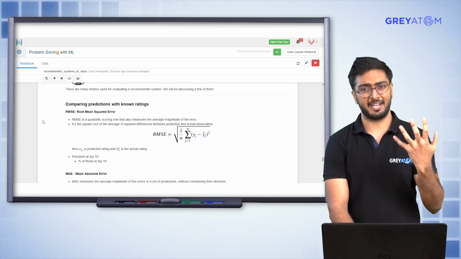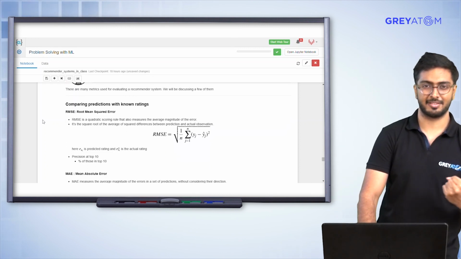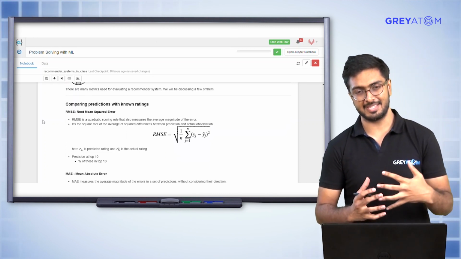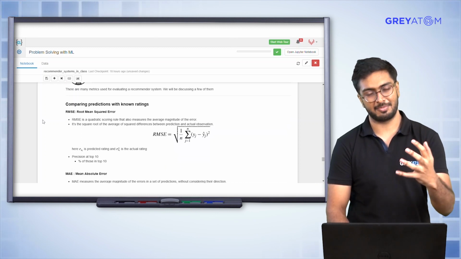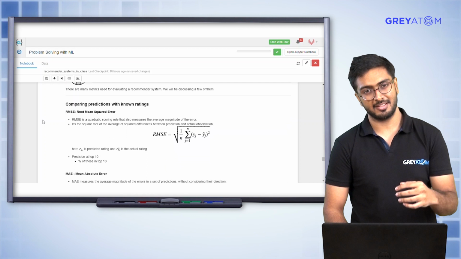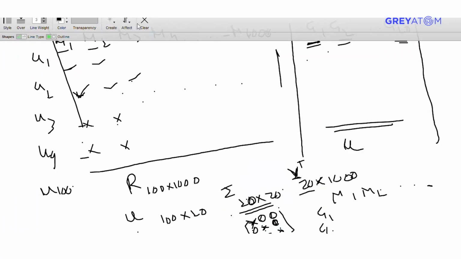Well, because there's a predicted rating and there's an actual rating, the ways to measure them are very simple and easy. The easy method is root mean square error, where you take the prediction and the actual rating. So let's clear this up and understand. You have users u1, u2, u3, and you have movies m1, m2, m3, and so on and so forth, right?